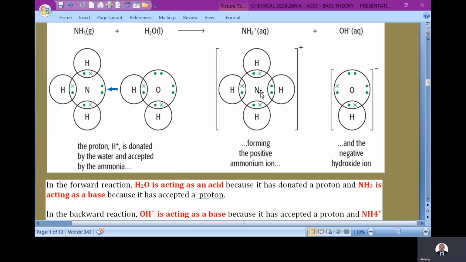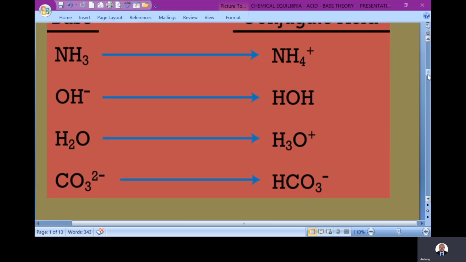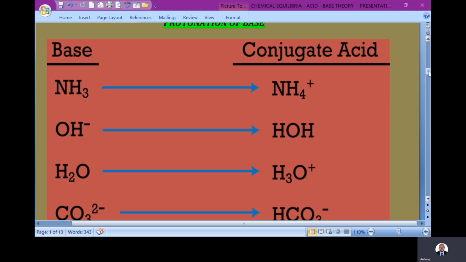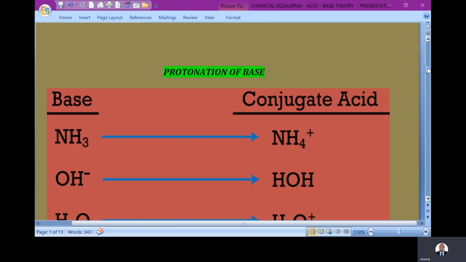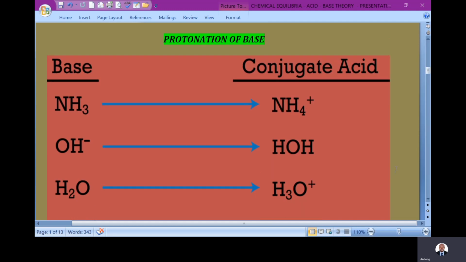Because every acid has a conjugate base and every base has a conjugate acid, the conjugate acid for ammonia is ammonium. Again, every acid has a conjugate base. Water is an acid because it's a proton donor. The conjugate base would definitely be hydroxide ion. And that is how we can get it. Secondly, we know protonation of bases can lead us to conjugate acids.